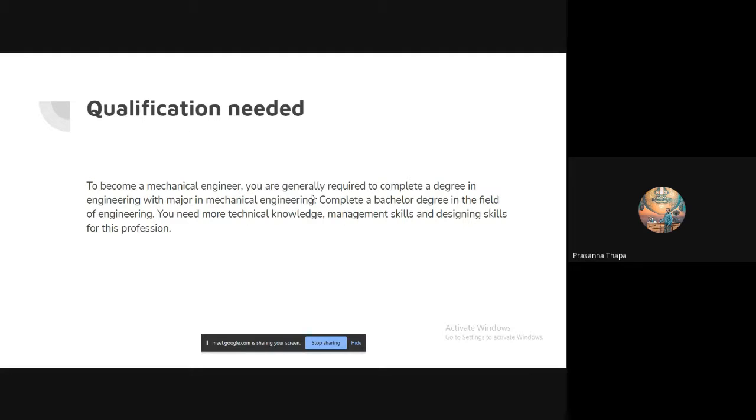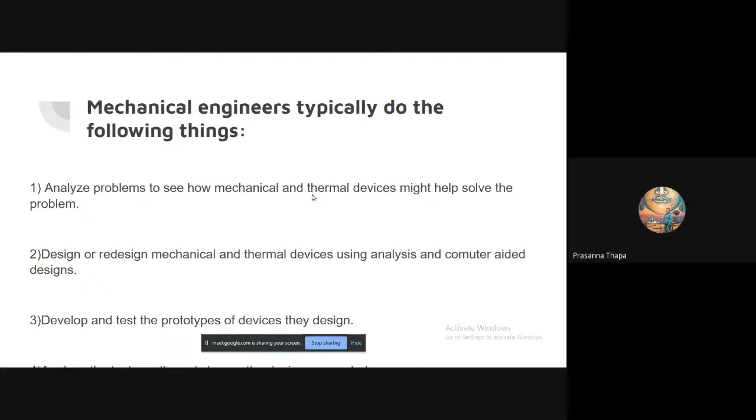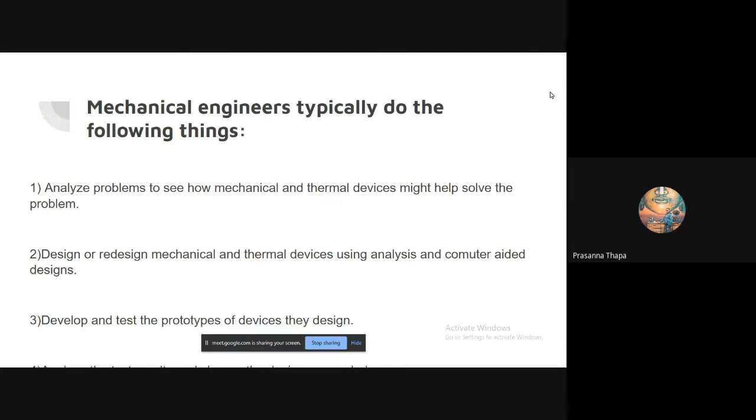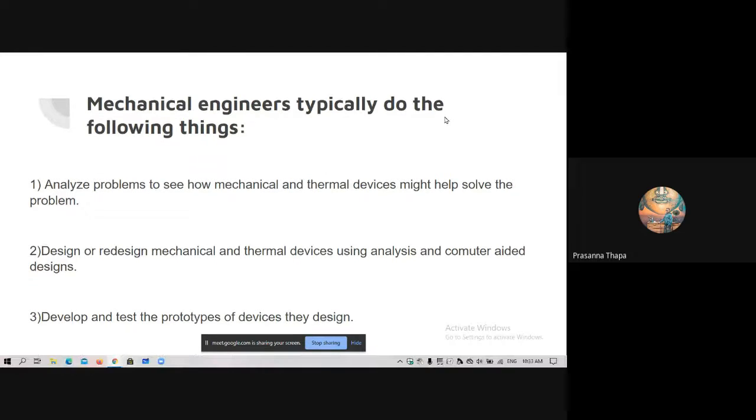The qualification needed to become a mechanical engineer is that we have to complete a degree in engineering with a major in mechanical engineering. We need to complete a bachelor in the field of engineering. You need more technical knowledge, management skills, and designing skills for this profession. Now I would like to ask my friend Jenny to tell something about this slide.